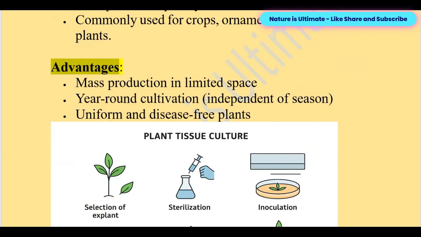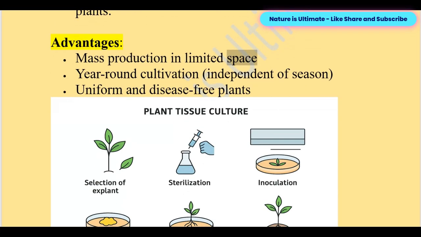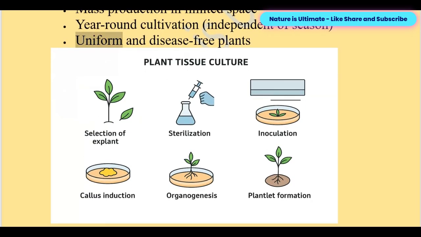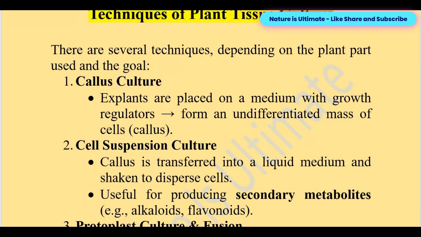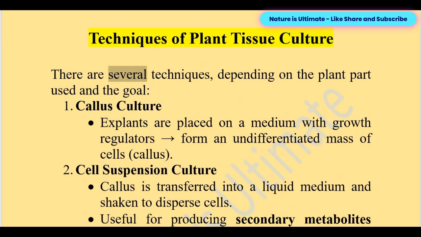Advantages: mass production in limited space, year-round cultivation, independent of season, uniform and disease-free plants. Techniques of plant tissue culture. There are several techniques, depending on the plant part used and the goal.